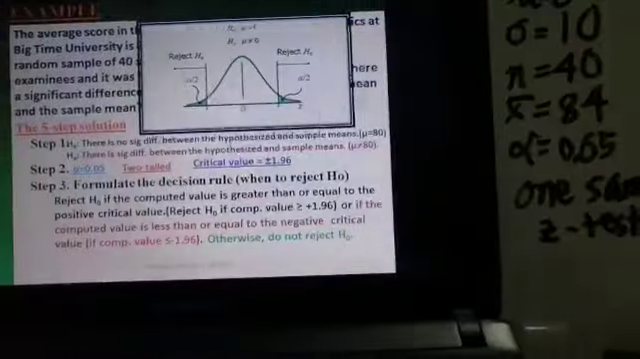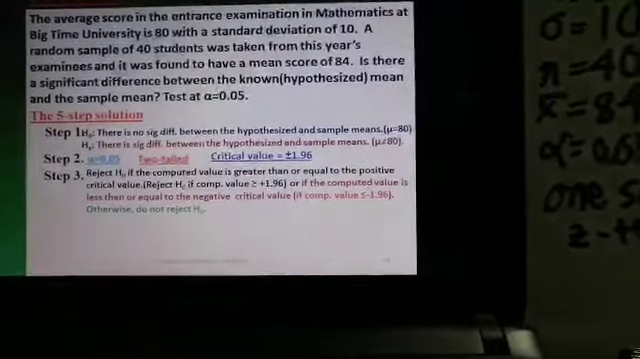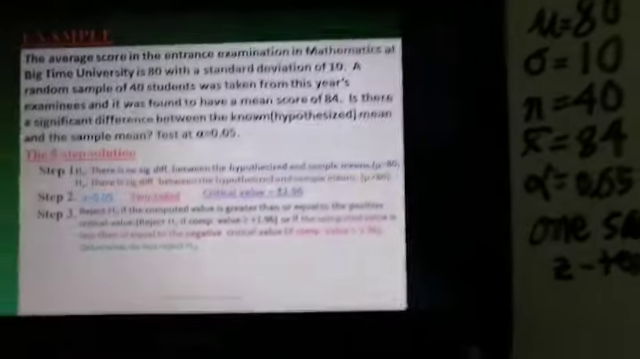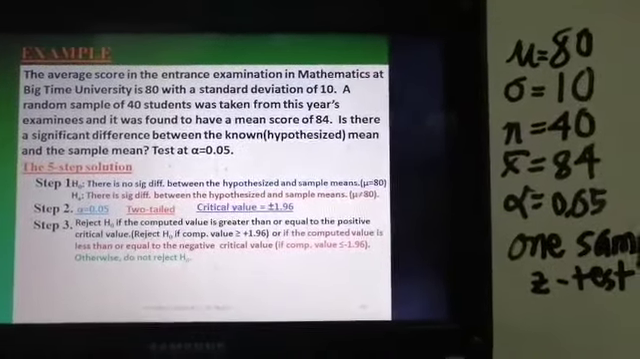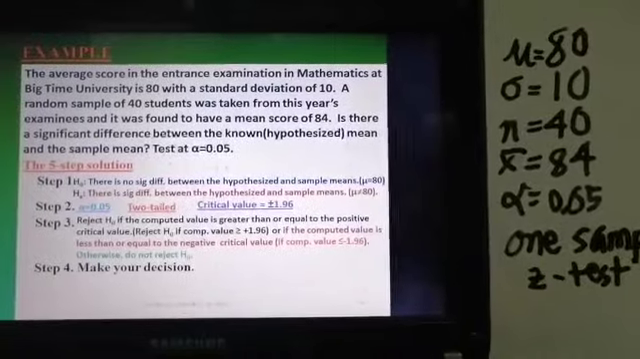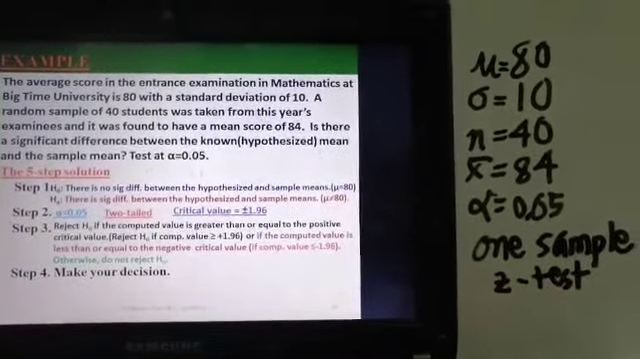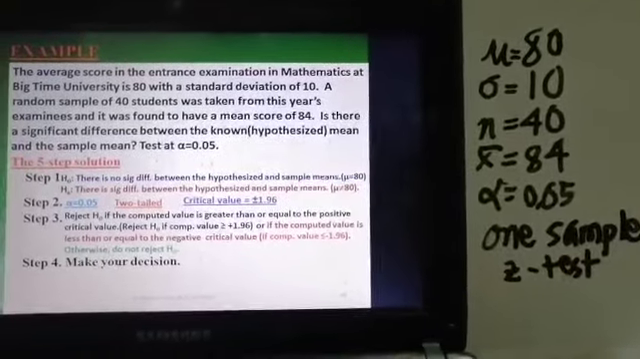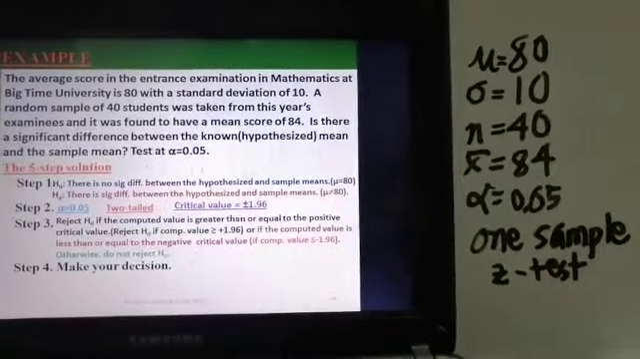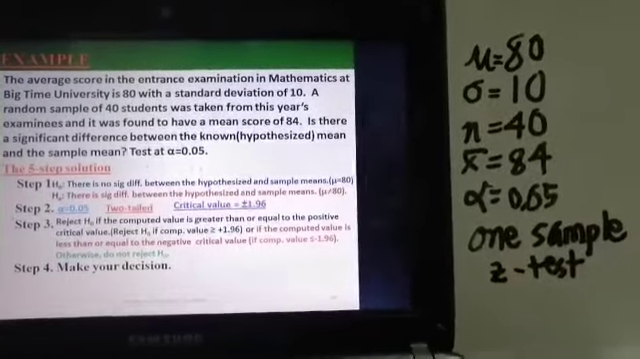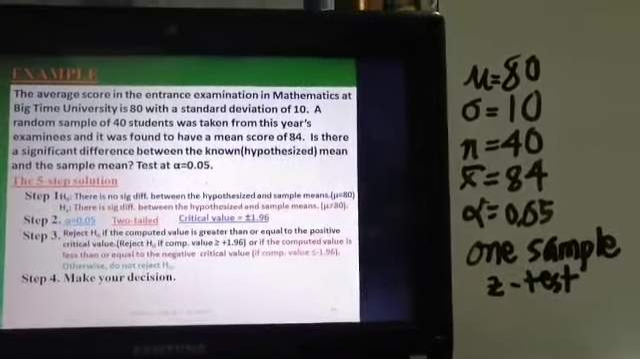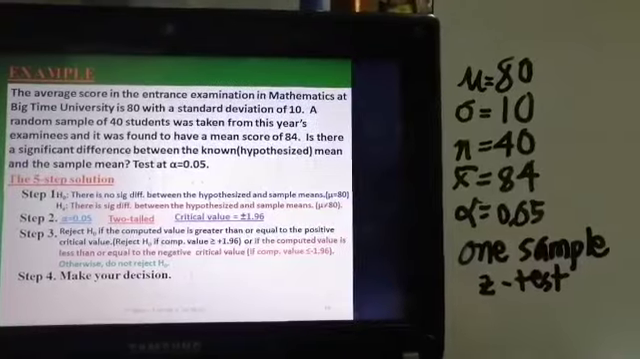So I have to erase this one so that we can continue. Again, I have to make the font smaller so that we can proceed to the fourth step. For the fourth step, make your decision. We can only make a decision if we compute for the Z. Remember the formula? I have to teach you how this is done manually so that if computer software is not available, you can still use the formula itself.